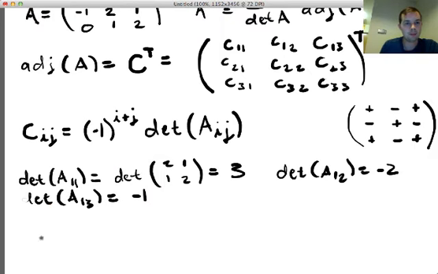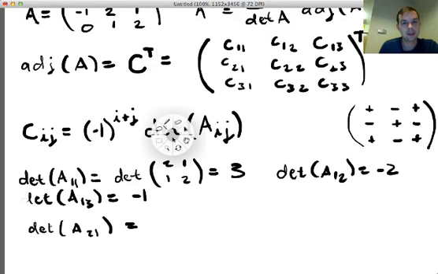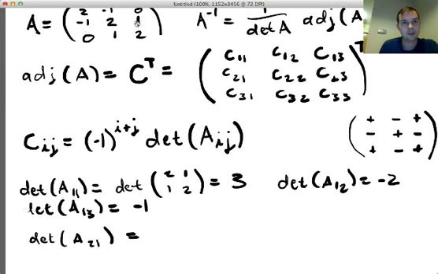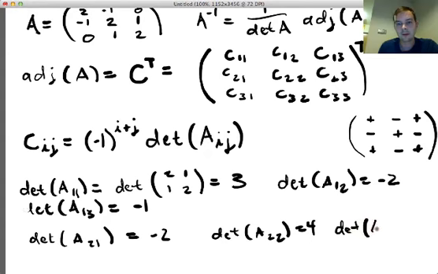And I just keep playing this game. So now the determinant of A21. Well, now I delete the second row and the first column, so I have minus 1, 0, 1, 2. Ultimately that determinant is going to be negative 1 times 2 minus 1 times 0, which is minus 2. The determinant of A22 is equal to, I removed the second row and the second column, so the determinant is 2, 2, 0 of 2 times 2 minus 0 times 0, which is 4. And the determinant of A23, well, I removed the second row, third column, so I have 2 times 1 minus 0 times minus 1, so I get 2.